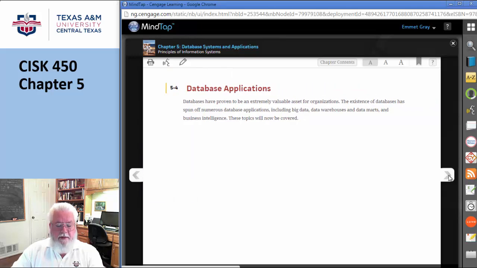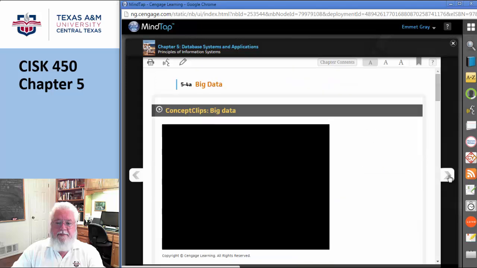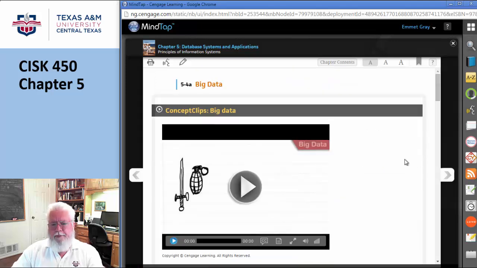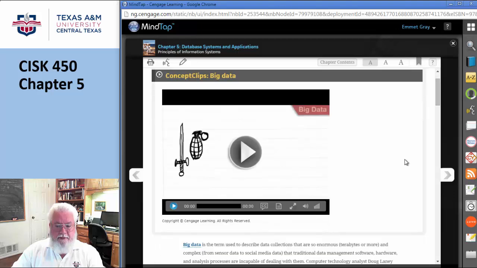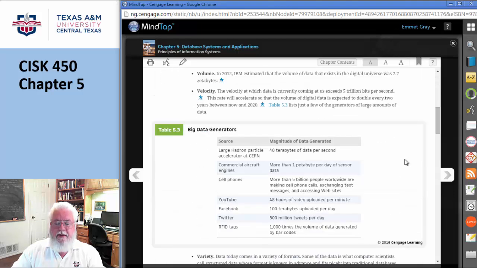Okay. The next thing we're going to talk about is big data. Now, you've probably heard this term, big data. But let's talk about what they're really doing. Here's an example of how much data gets collected. So, I'm at CERN, and I'm using the Large Hadron Collider. And let's look at the amount of data that's being stored, the volume of data. 40 terabytes of data per second. I have to have a database system that can handle that volume of data.